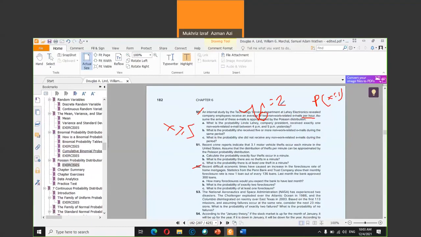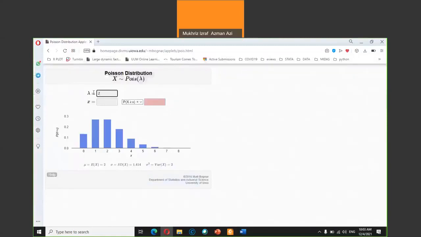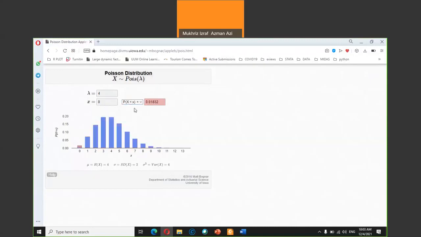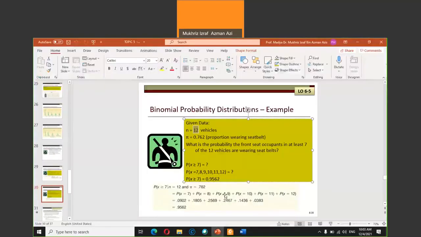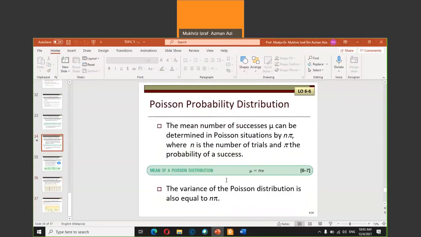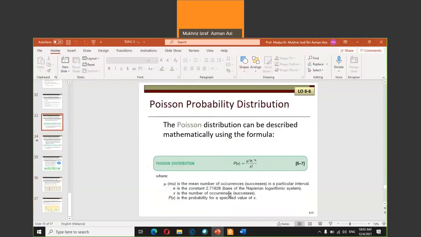So for 2 hours, your mu cannot be 2 anymore. It must be 4, because 1 hour, 2 emails. So for 2 hours, it should be 4. So mu here should be 4. Okay, if you want to calculate P(X = 0) if the mu is 4, meaning every 2 hours she will receive 4. So this is how you convert the interval or the mean value of Poisson proportionate to the event.